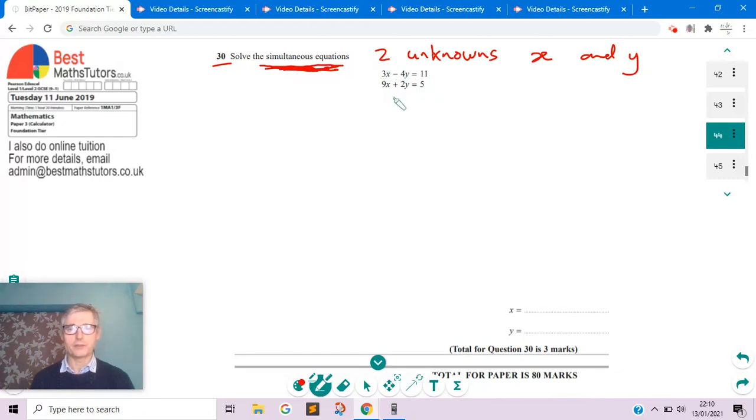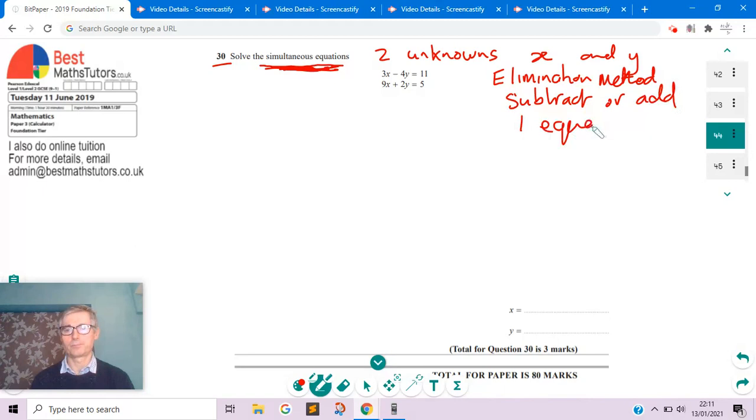So the way we can do that is by something called the elimination method. And that means we usually subtract one of the equations from the other, and then we eliminate either the x or the y. Sometimes we do add them as well. So subtract or add one equation to the other.